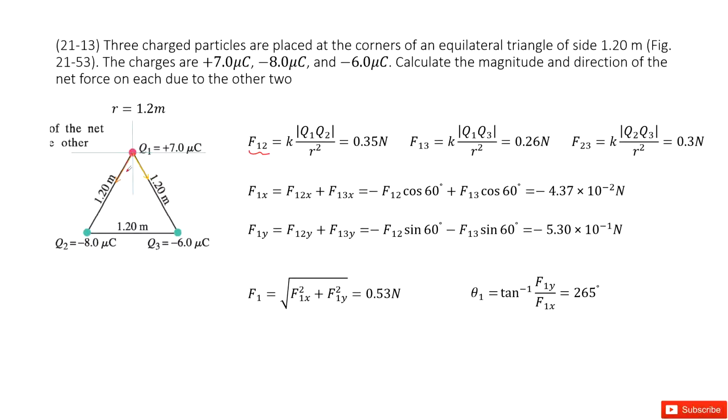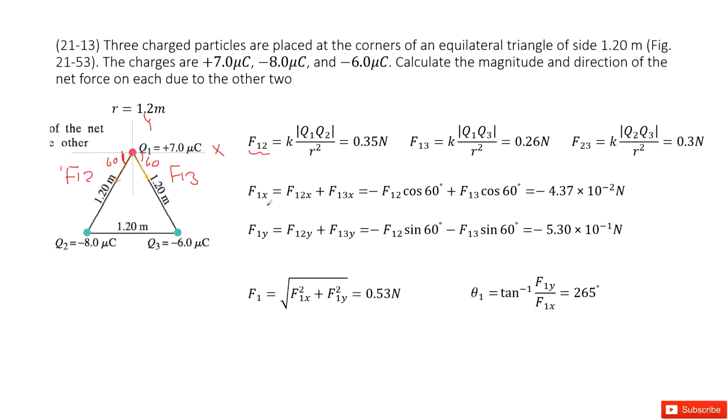Now, we need to find the magnitude and direction of the net force on charge 1. So we look at the net force. First, we do force analysis. We can see what forces are acting. The first force is F12, agree? This is the attractive force between charge 1 and charge 2. And also we have the attractive force F13, between charge 1 and charge 3. Now we can see this is a 60 degree angle, and this is another 60 degree angle. We need to project these two forces onto the X component and the Y component. Then we can consider the magnitude and direction, right?